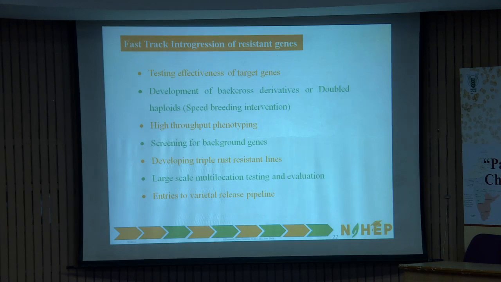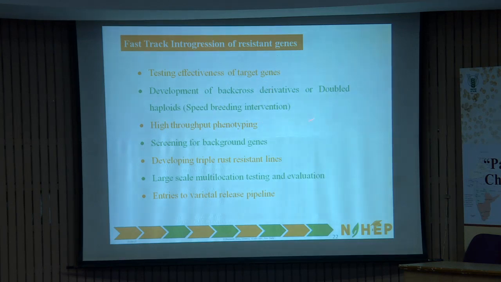Why test effectiveness of target genes? The material is for India. We have to use that resistance gene in India. You don't know whether that resistance gene is effective against Indian pathotypes. Australian pathotypes are something different. Indian pathotypes are something different. Maybe that gene is resistant to Indian pathotypes also. So you have to characterize that gene for Indian pathotypes. We characterized that target gene.